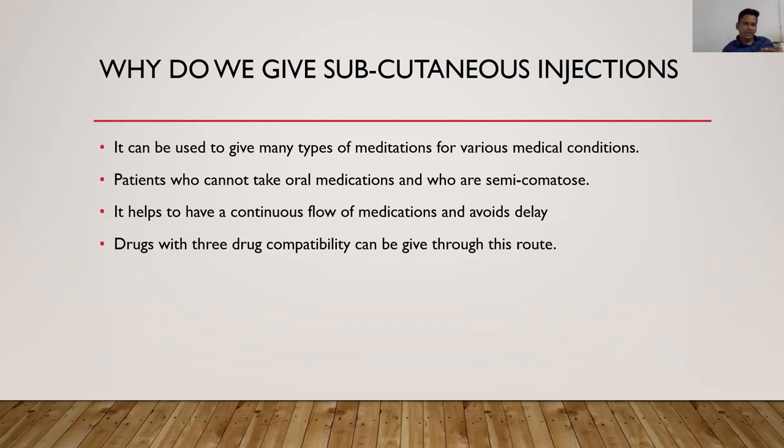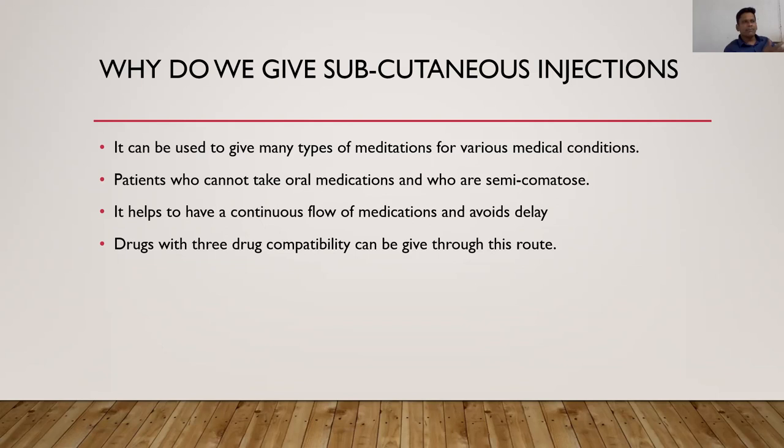The third point is, it helps to have a continuous flow of medications, avoiding delay. When you go for subcutaneous injections or infusion, there will not be any breaks. For example, if you put the same patient on morphine, 5 mg every fourth hour, just assume that, for the next 24 hours. Maybe the nurses will be busy at the time of administration, or maybe it's time at 2 o'clock and the nurses have delayed in administering medications. Due to their busy schedule, sometimes they skip the medicines or make it more delayed.